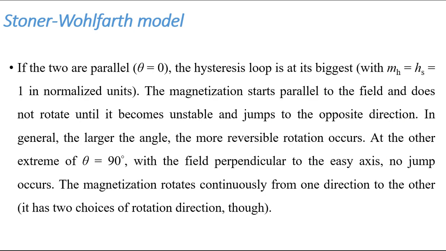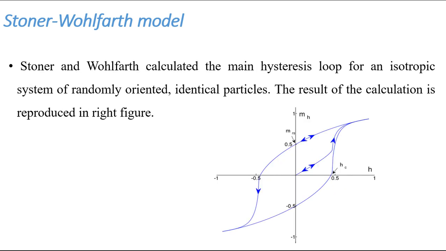If the two vectors are parallel, theta will be 0, and the hysteresis loop is at its biggest. The magnetization starts parallel to the field and does not rotate until it becomes unstable and jumps to the opposite direction. On the other hand, at the extreme position, when theta is 90 degrees, with the field perpendicular to the z-axis, no such jump occurs. The magnetization rotates continuously from one direction to another.